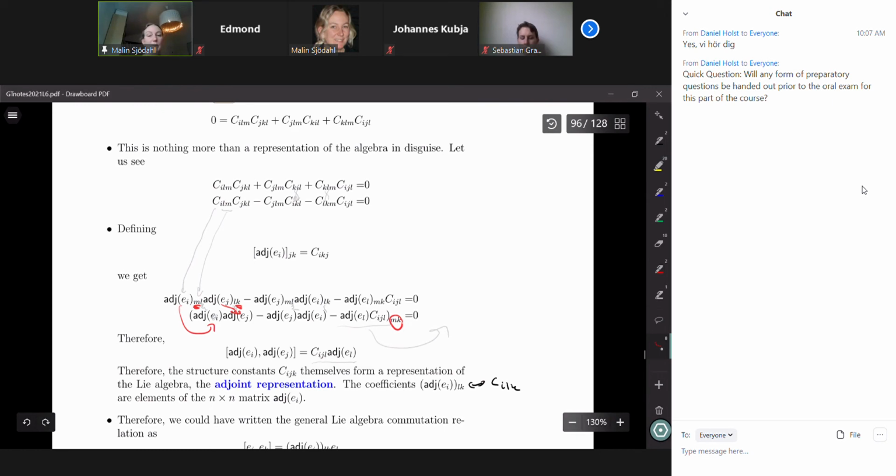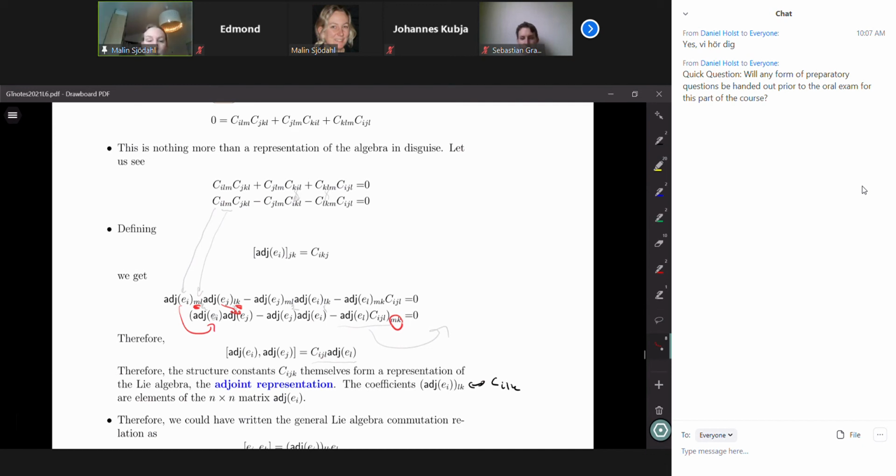some specific component MKs. So I have then the adjoint EI, adjoint EJ commutator is then CIJL adjoint EL. And now, hopefully this looks a little bit familiar, because commutator of element I and J equals CIJL element L is exactly the defining relation that we had for the algebra.